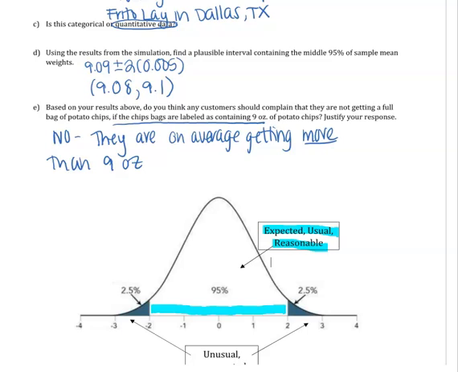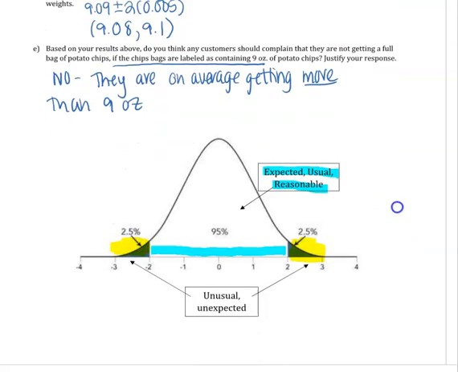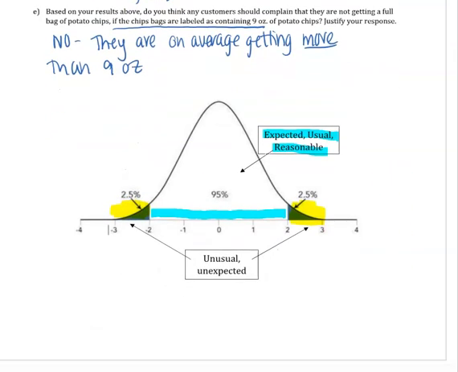Now, it would be unusual for it to be higher than that. That's anything that falls outside of our middle 95%. So that would be a higher weight than 9.1 or a lower weight than 9.08. Again, anything that's inside the middle 95% is what's expected, usual, reasonable, something that's likely to happen. The outsides here, it's not that they can't happen, it's just that they're super rare, and it would be shocking if they did happen. So those are your unusual, unexpected results.